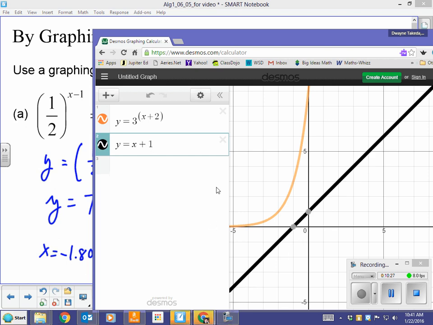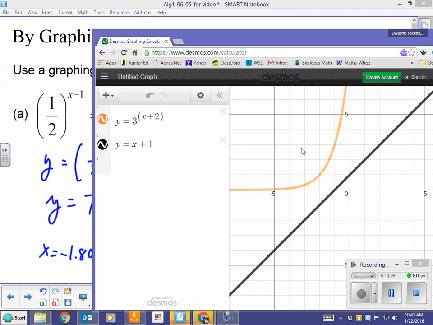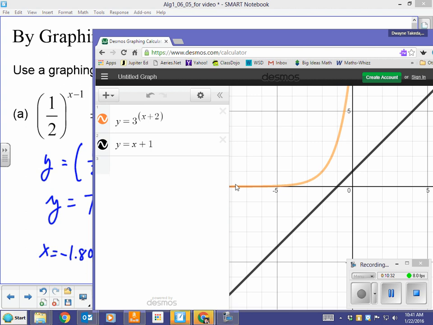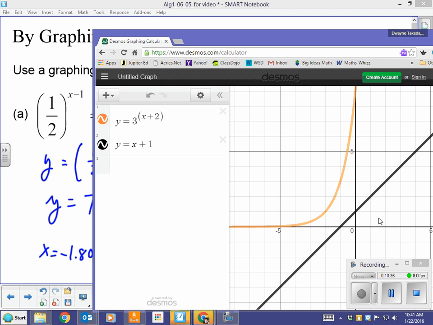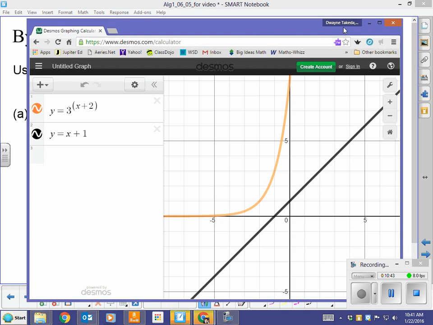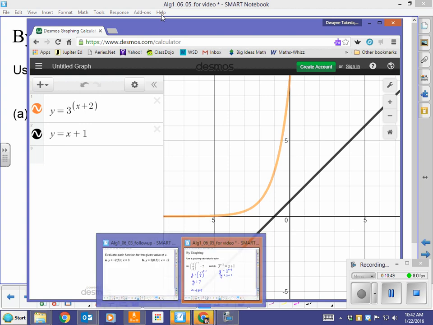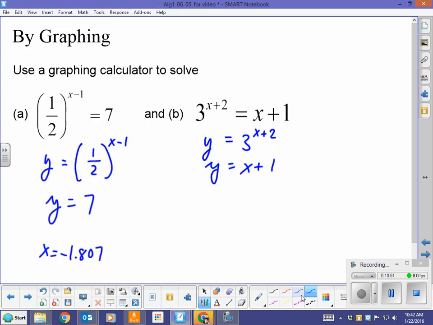Look what we have here. We have our exponential graph over here. We have our linear graph over here. And they do not intersect. So in this case, what do we think? We think no solution. So for this one, they don't intersect, so we have no solution. Go back over here. No solution.